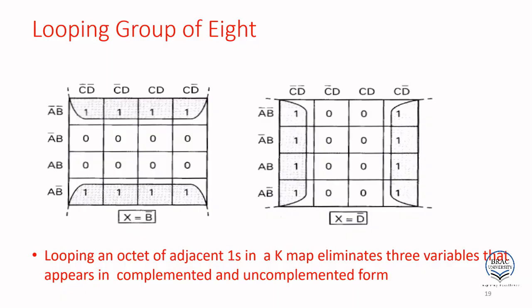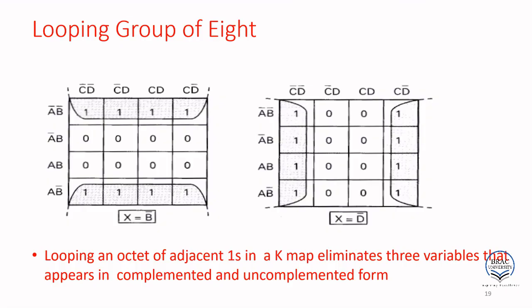Looking at a group of 8 is the same as previous. So here it becomes X equals B prime and X equals D prime. If you look at these two, A B prime and A prime B prime, your A prime cancels, it becomes B prime, and here all got cancelled, C and D. And if you look at here, A all got cancelled. Here it is actually C prime D prime and C D prime, so C prime got cancelled, D prime. So D prime is the output.